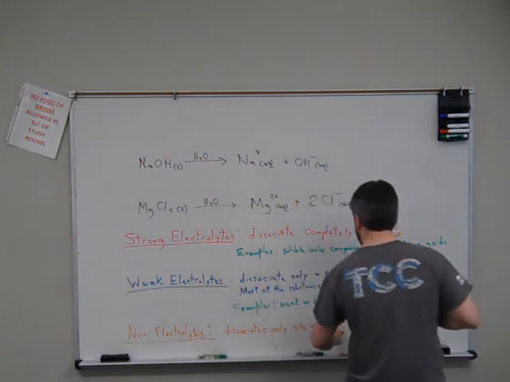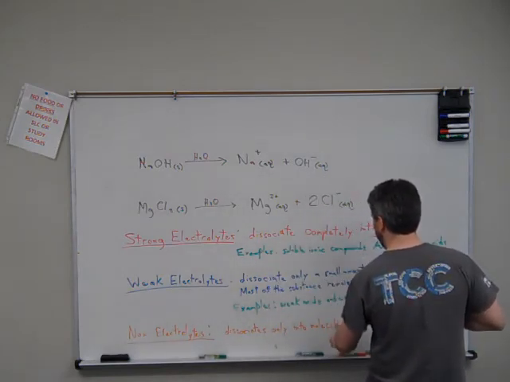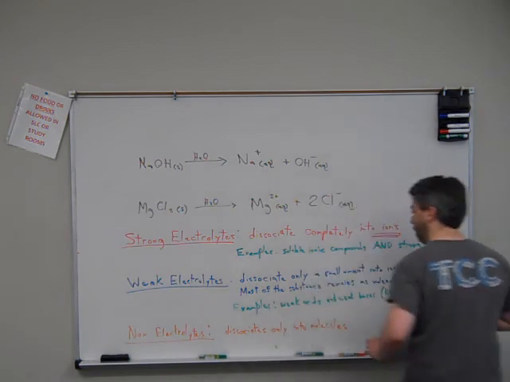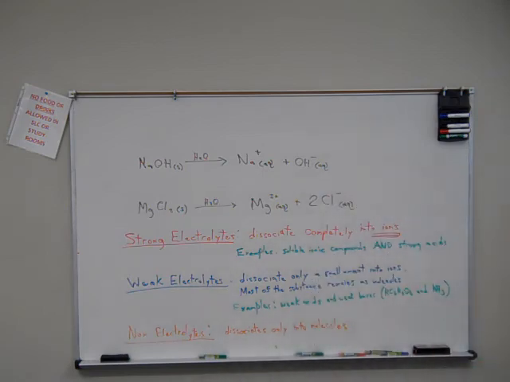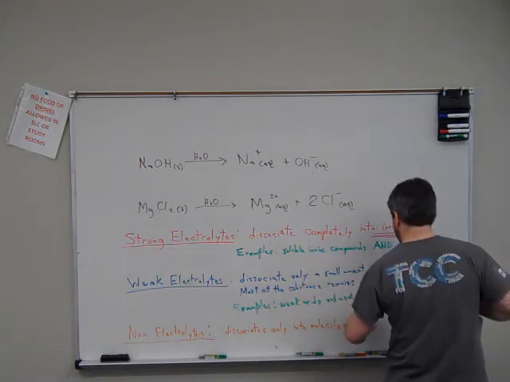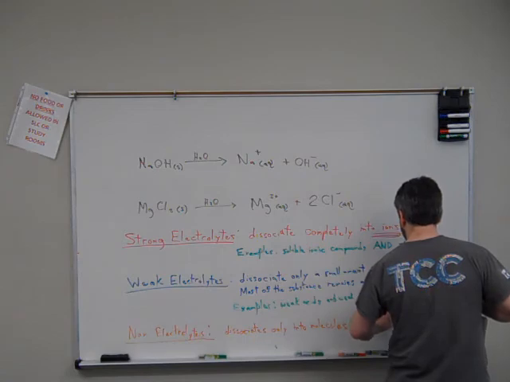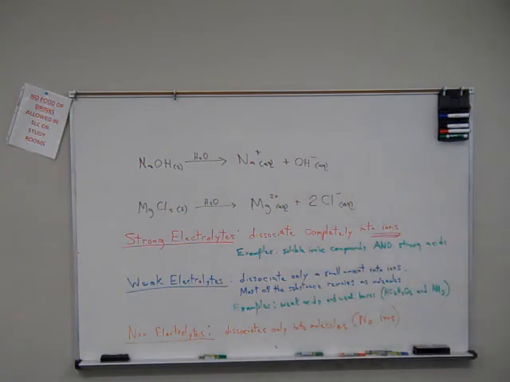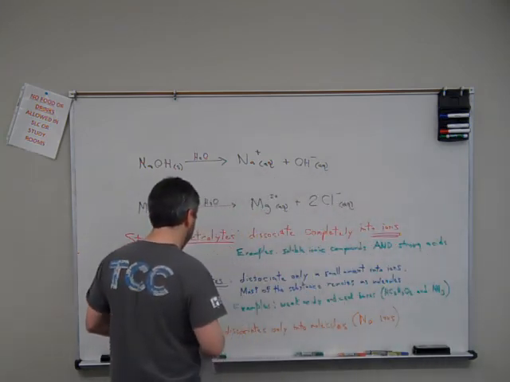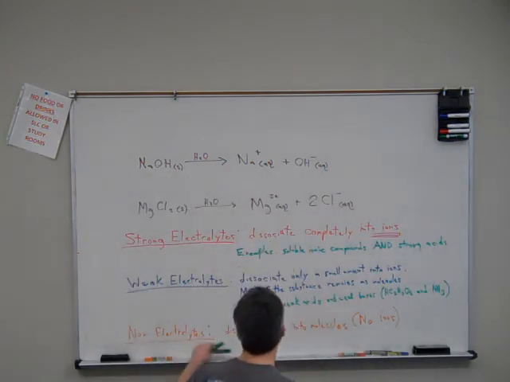Now it's possible I could be using the term dissociate improperly, but I don't think so. It separates only into molecules, but it does not dissociate into ions. So, no ions. And because there's no ions, it's not an electrolyte. It's not something that can conduct electricity. And therefore, examples of non-electrolytes would typically be any molecular compound that's not a weak acid or base.